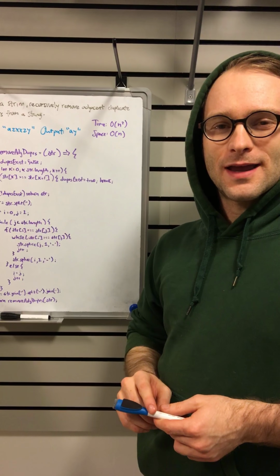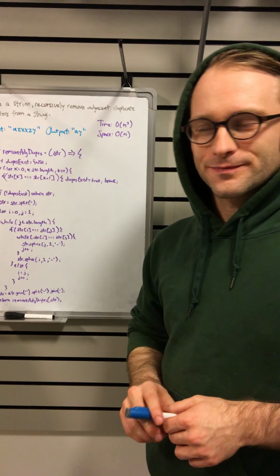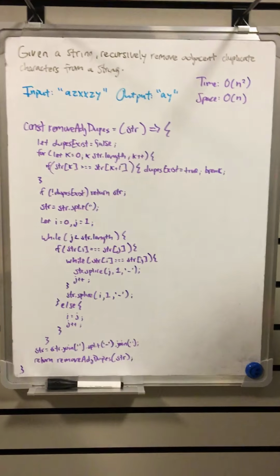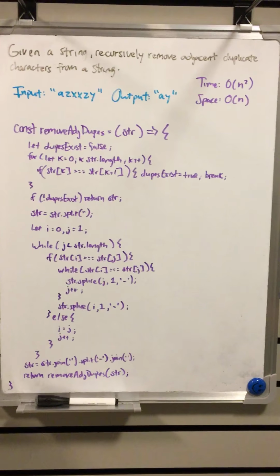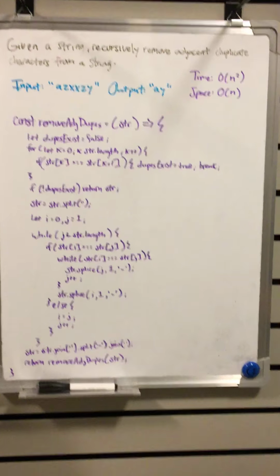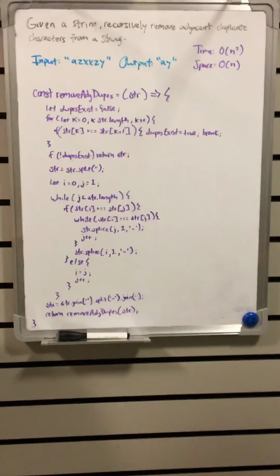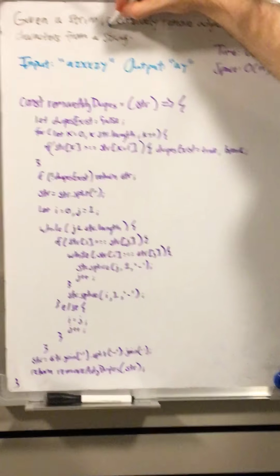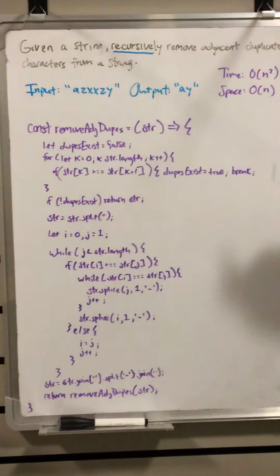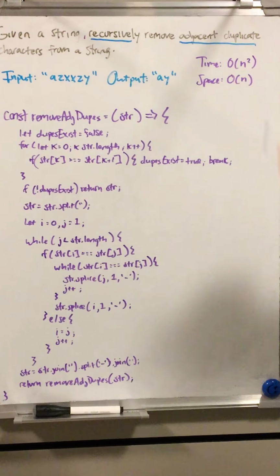Today we're going to do Khan Academy String Set 2 Problem 2. The problem statement says, given a string, recursively remove adjacent duplicate characters from a string. So it's going to be recursive and adjacent duplicates.